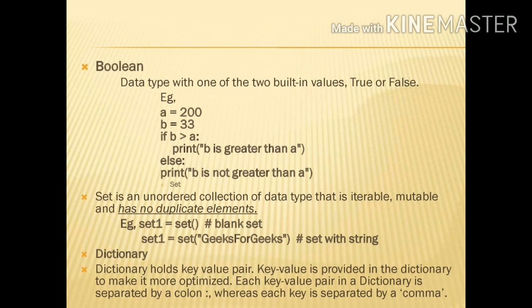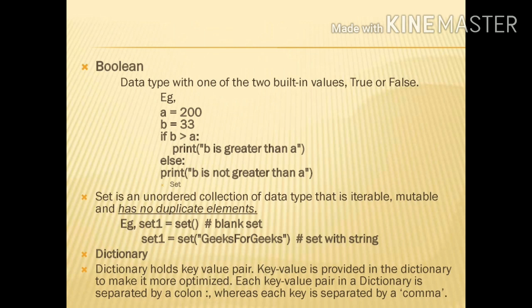The next data type is set. A set is an unordered collection of data that is iterable, mutable, and has no duplicate elements. Example: set1 = set() is a blank set. Set with a string: set1 = set("Geeks for Geeks").